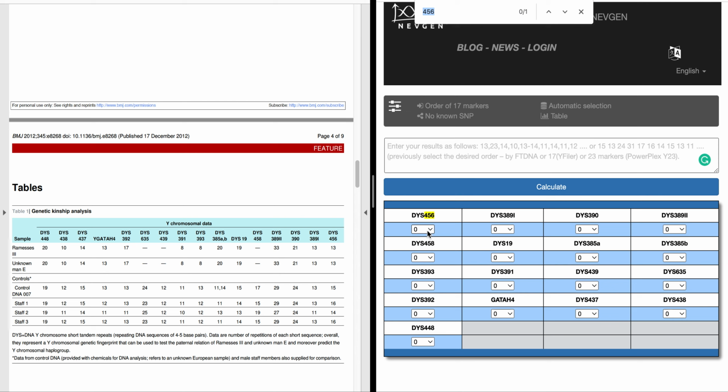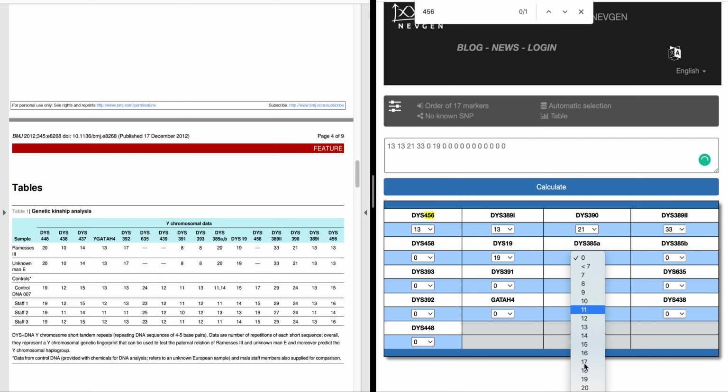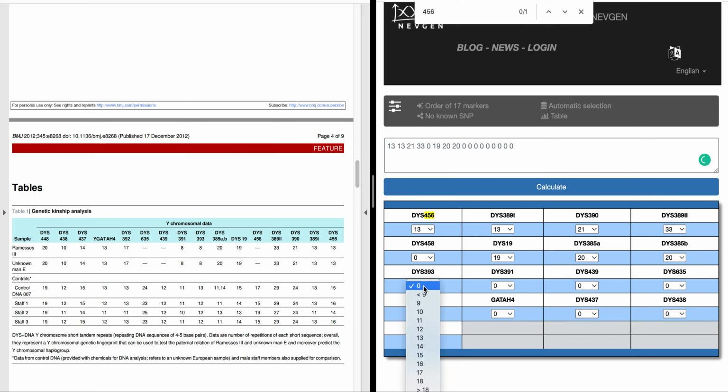Alright, so the first one we have 4, 5, 6, 13. Next one we have 3, 8, 9, 13. 390, 21. 3, 8, 9, 2, so 33. 4, 5, 8 is going to be blank. 19, 19. 3, 8, 5 alpha, which is 20. 3, 8, 5 bravo, 20. 3, 9, 3, which is 8. 3, 9, 1, which is 8. 4, 3, 9, 0. 4, 6, 6, 3, 5, 0. 3, 9, 2, 17.